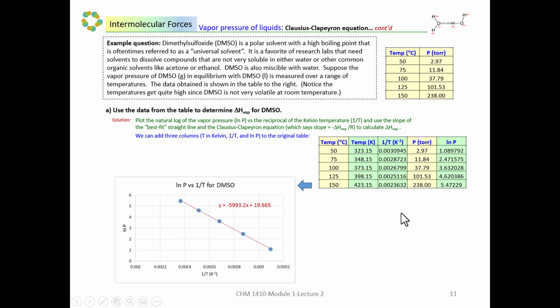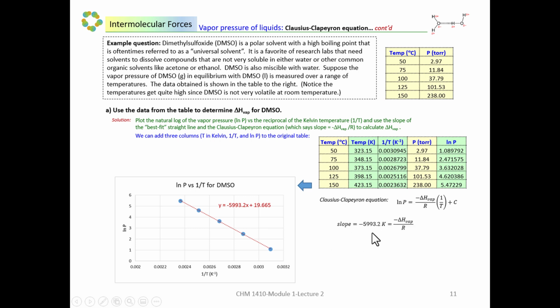If we plot this data, again, what are we plotting? We're plotting the natural log of the vapor pressure on the y-axis. We're plotting 1 over the Kelvin temperature on the x-axis. We have 5 points. 5 points are these blue dots here. We've added a trend line in Excel, told Excel to show the equation, and here's the equation of the line for this data. We can use then the Clausius-Clapeyron equation to calculate the heat of vaporization.